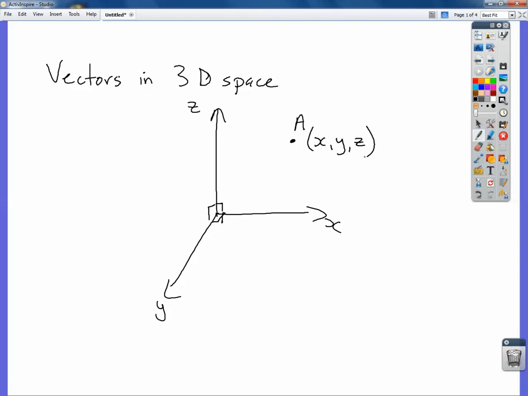You'll notice that the x, y and z axes are all at right angles to each other. So the vector from O to A is that vector there from the origin to A. And it's going to be in terms of x, y and z.